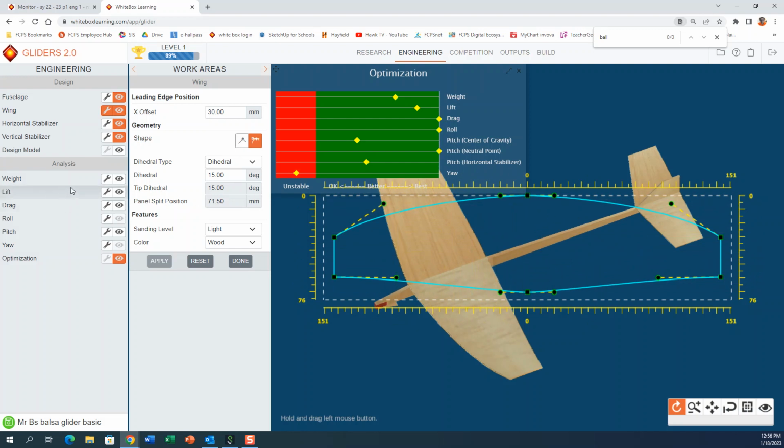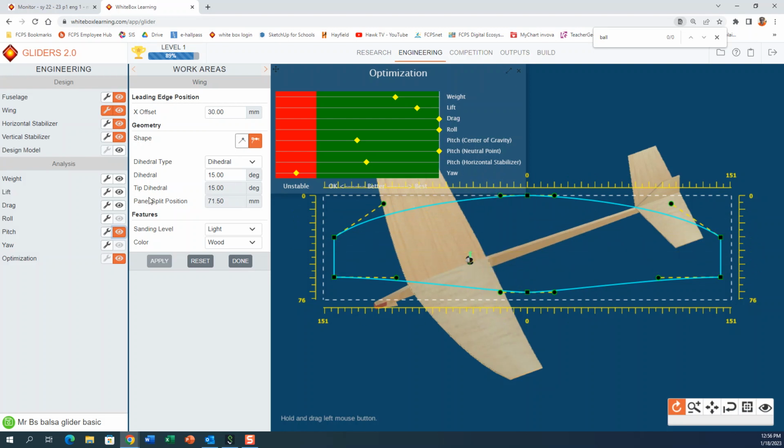Well, we don't have to guess. This is Whitebox after all. So if I click on pitch, it's going to show me where the center of gravity is. And it showed me here, right? It puts a little indicator right there saying your center of gravity is pretty far forward on the plane. So how can we move it back a little bit? Not a whole lot. We don't want it all the way back here, but how can we move it back a little bit to kind of balance things out?